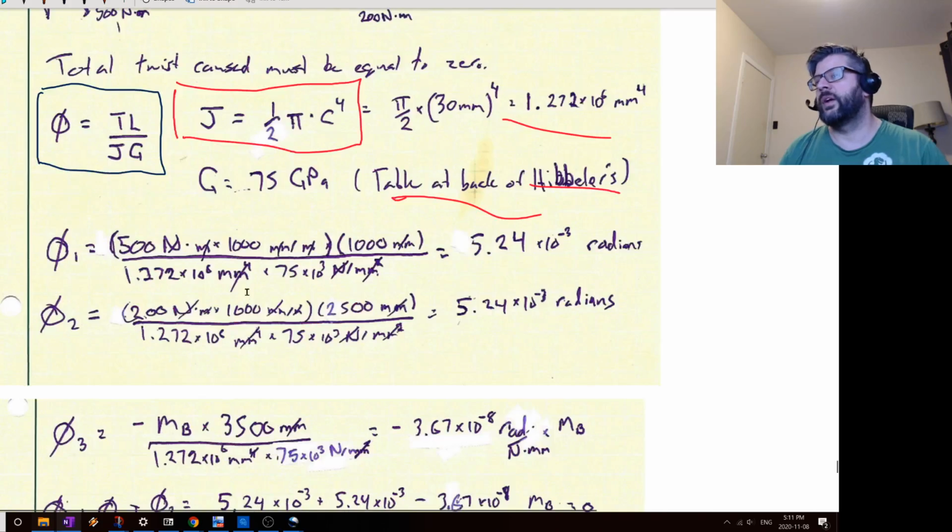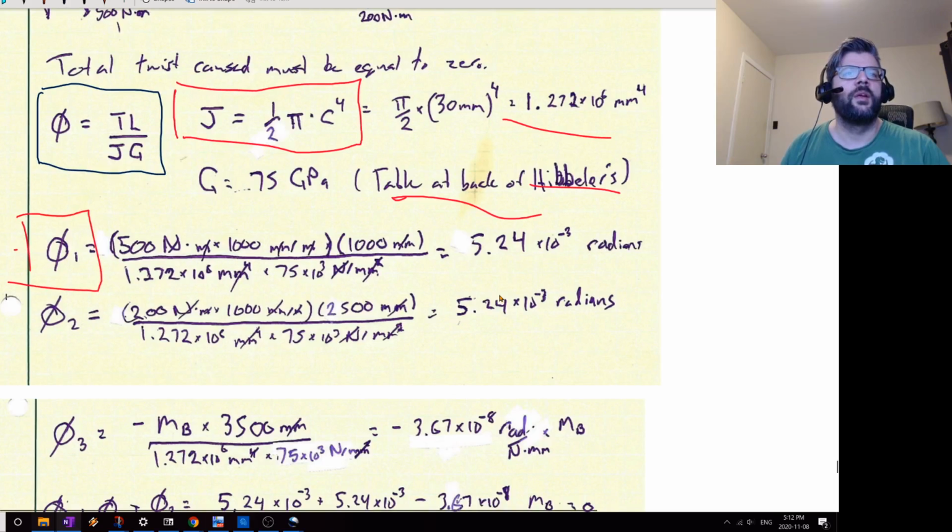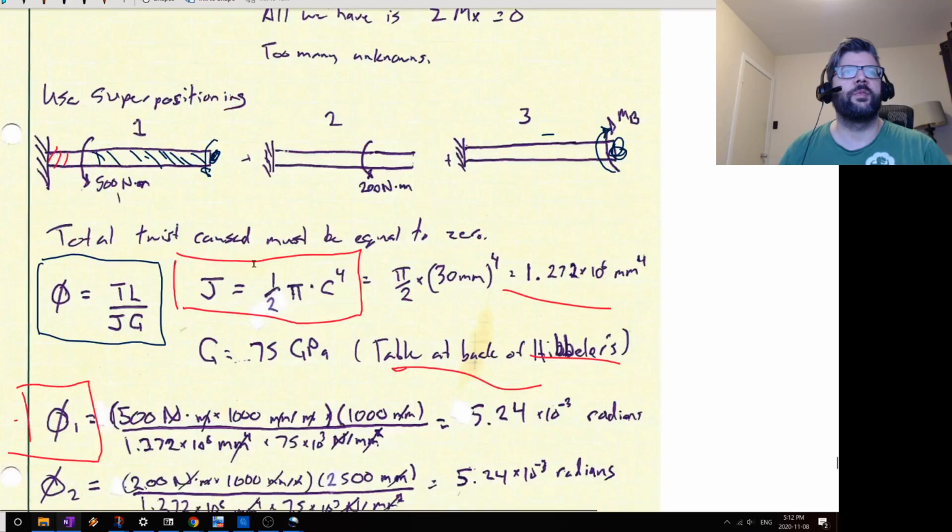I'll be completely frank, I'm not entirely sure if your version of the textbook has that particular type of steel. For any of the assignments or quizzes from now on, I'm just going to be giving you the material properties as needed. But yeah, we just need to figure out what the twist is for each of these scenarios.